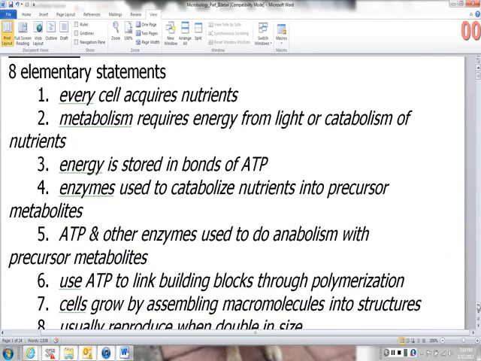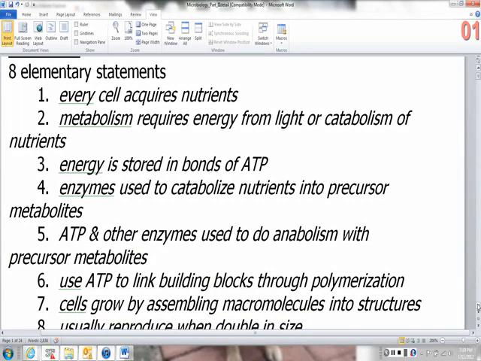There are 8 elementary statements which summarize the overall process of metabolism. First, every cell acquires nutrients. Cells need energy and building materials, and these are acquired through nutrients. Second, metabolism requires energy to fuel the process, and this is supplied through light energy or breaking down nutrients. Third, the energy derived from these processes is stored in the bonds of ATP.